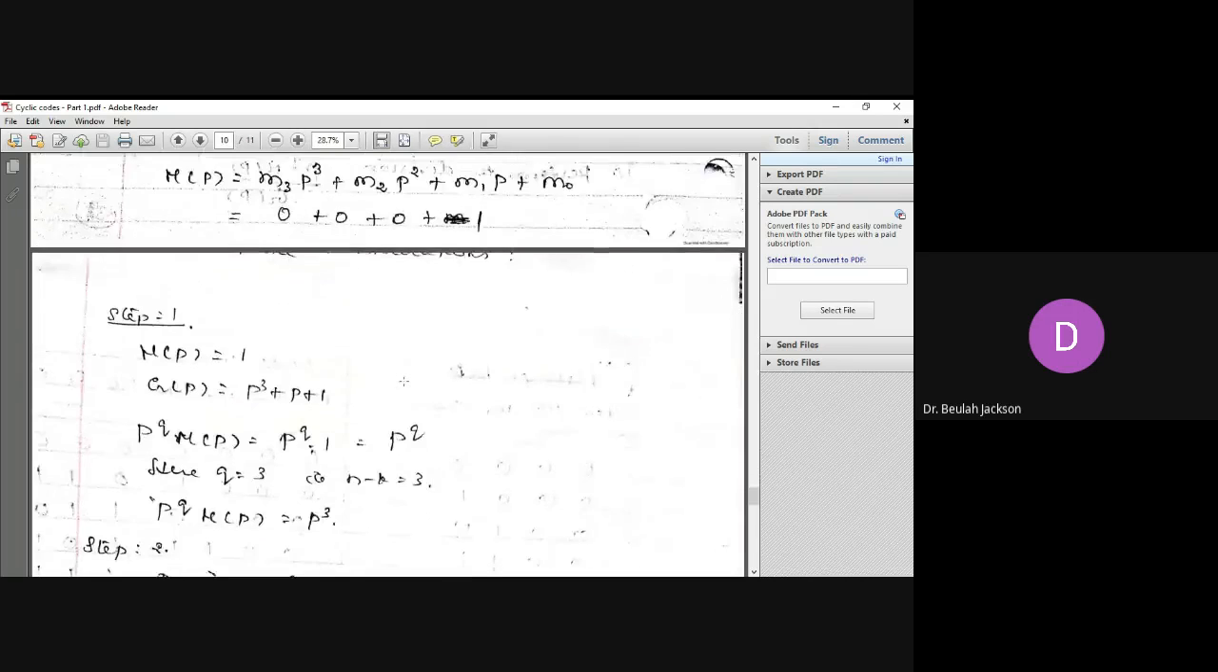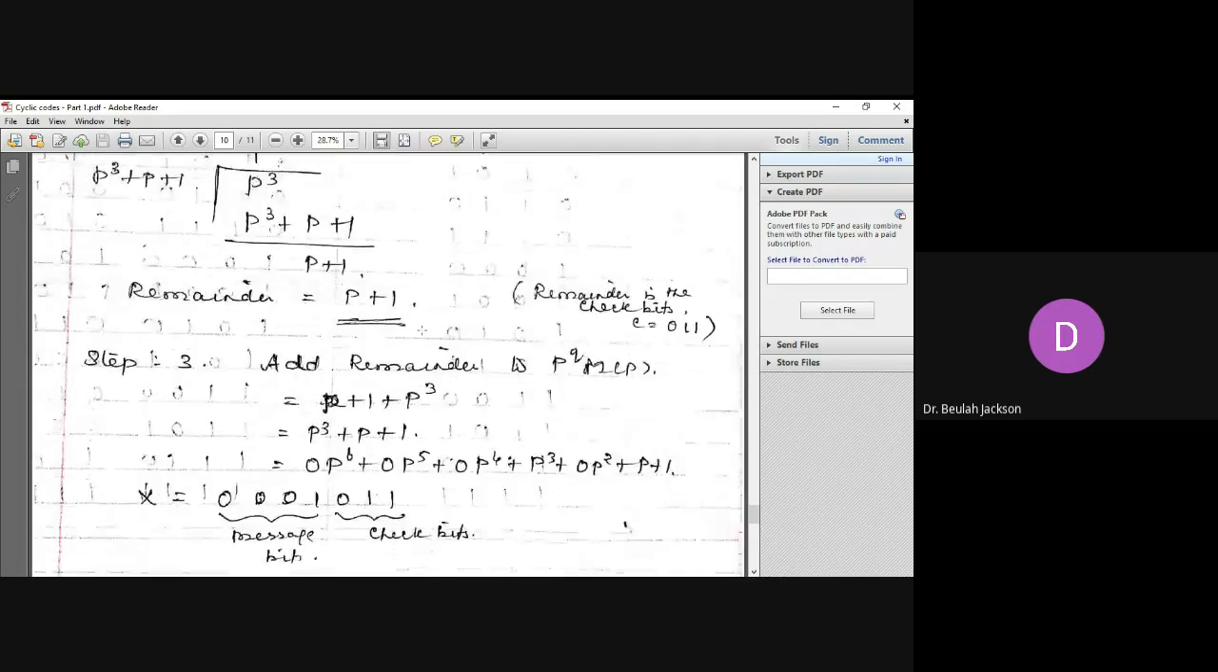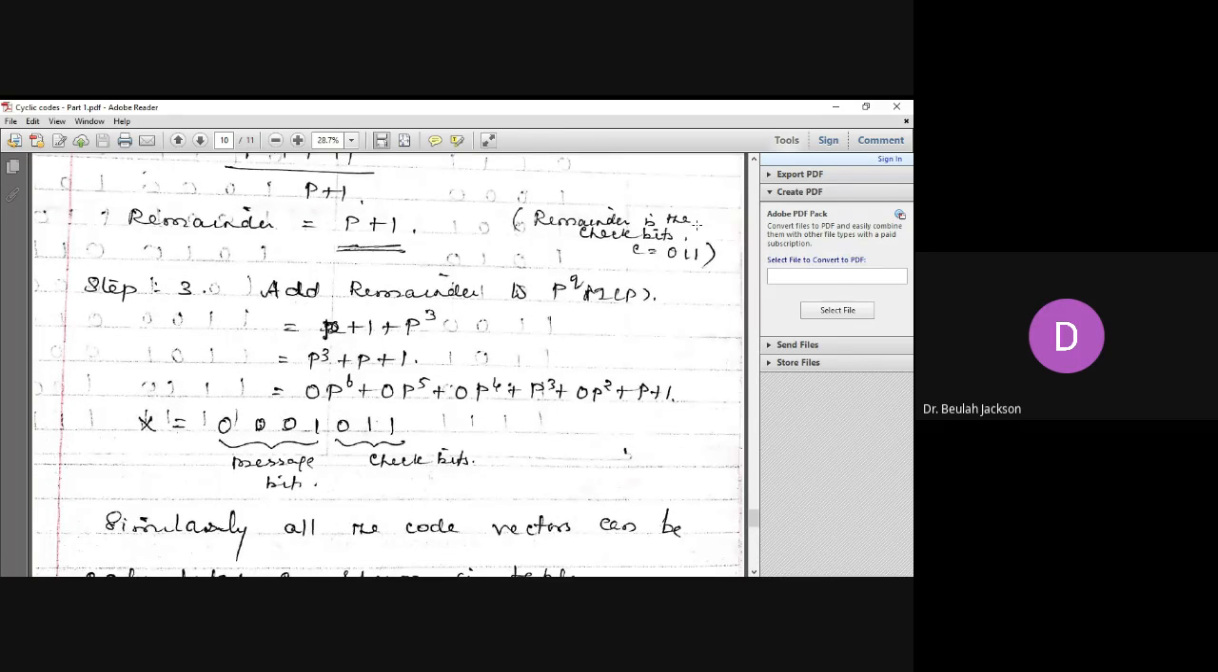Similarly, for the message bits 0, 0, 0, 1, we can find out the code word in the same manner. First step is to find p to the power q into m of p. Then divide this by g of p. Then we'll get the remainder p plus 1. So this remainder is the check bits. Here we have c0, c1 and c2. c2 is 0 and c1 is the coefficient of p, that is 1, and this is 1. So 0, 1, 1.